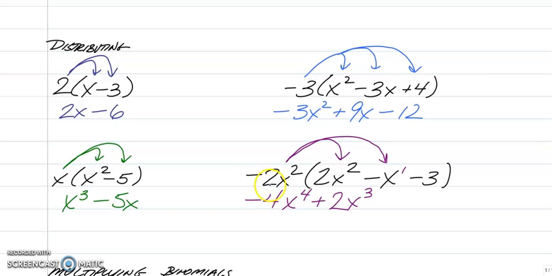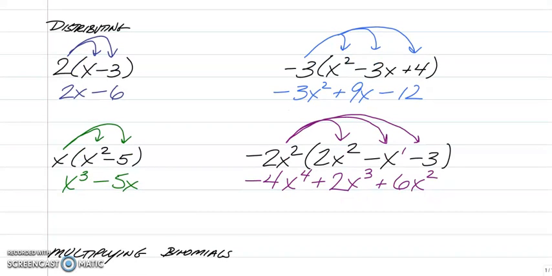And finally, the last one, a negative 2x squared times a negative 3. The negative 2 times a negative 3 turns into a positive 6. And then, of course, we still have our x squared. And that's distributing. Now, the reason why I wanted to cover that is when you are factoring out greatest common factors, you're just reversing your thinking.